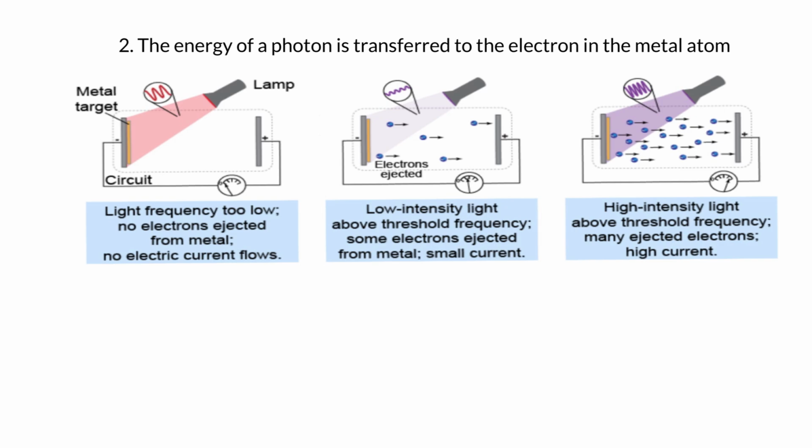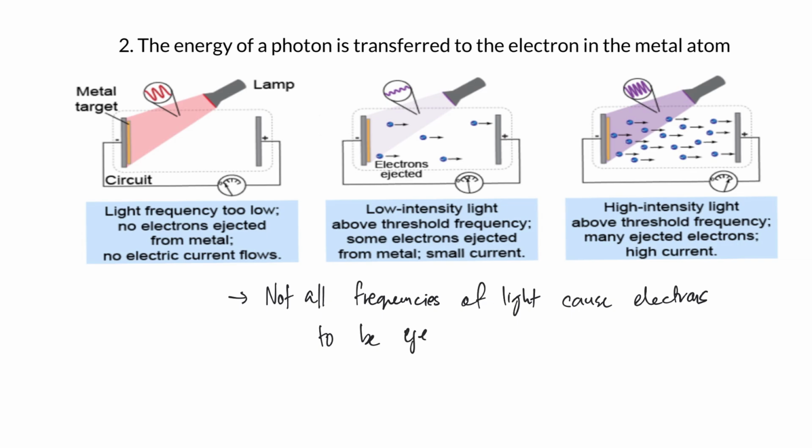Alright, what we have here is the second subtopic, which is the energy of a photon is transferred to the electron in a metal atom. So if we use certain types of light, it doesn't mean that we're going to get an emission spectrum. So the first thing we should note down is that not all frequencies of light cause electrons to be ejected from the surface of a metal.